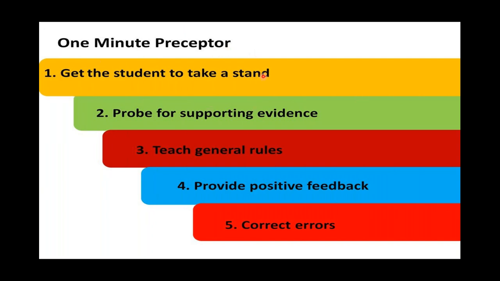The first step is to avoid expressing your view and give the student a chance to express about the topic. The second is justification, giving the student a chance to take the history and examination to reach a differential diagnosis. The third is teaching the general rules about how to measure the blood volume and what is meant by painless intrapartum hemorrhage, maybe due to placenta previa. The fourth is to provide positive feedback, reinforcing what the learner did correctly. And the last one is correction of mistakes. These are the steps of the 1 minute preceptor.